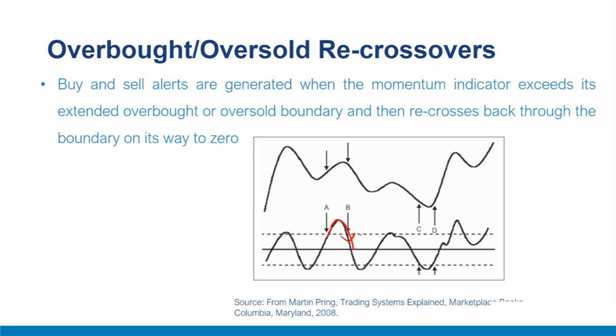This approach filters a lot of premature buy and sell signals generated as the indicator just reaches its overextended boundary. But one should still wait for a trend reversal in the price itself before taking action. For example, the price itself should also reverse. Here, it reaches the oversold level, crosses and recrosses back to zero. But after this recrossover, we can also see the price itself reversing.